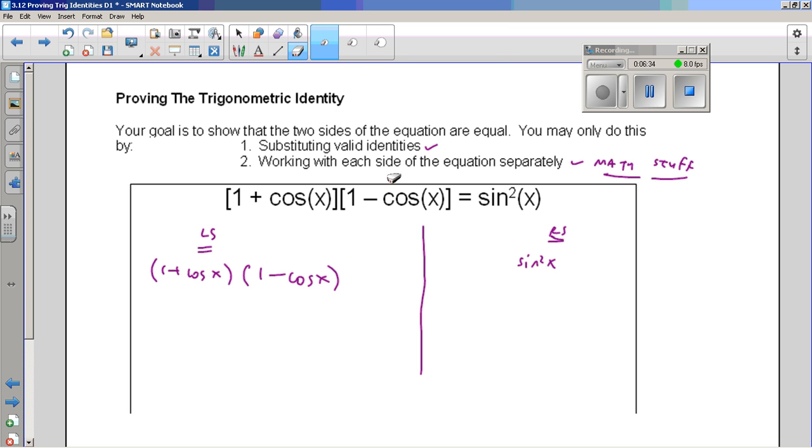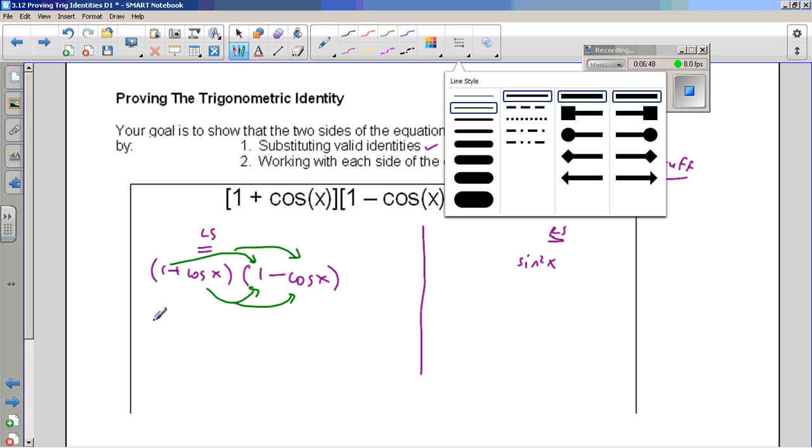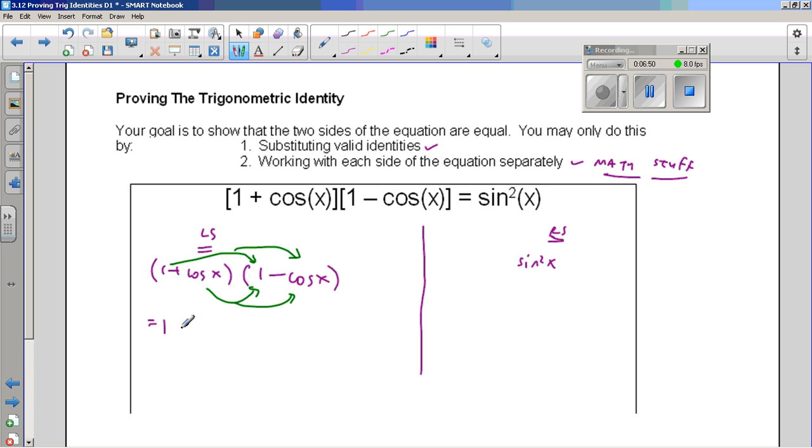One thing that I might be tempted to do here right away, because I see the brackets there, is multiply the brackets out, right? Multiply everything by everything here. So 1 times 1 is 1. 1 times negative cos x is negative cos x. Cos x times 1 is cos x. That's ugly, but that's still cos x. And then cos x times negative cos x is negative cos squared x.